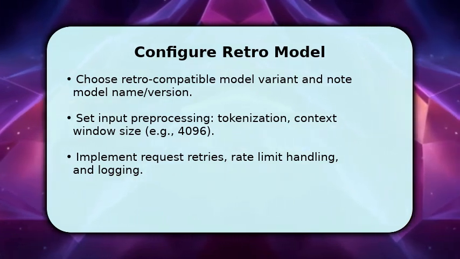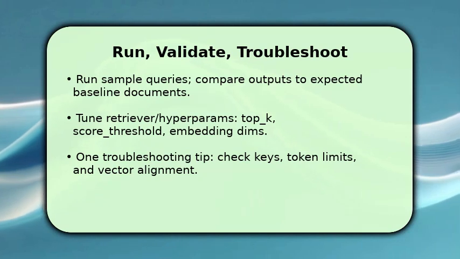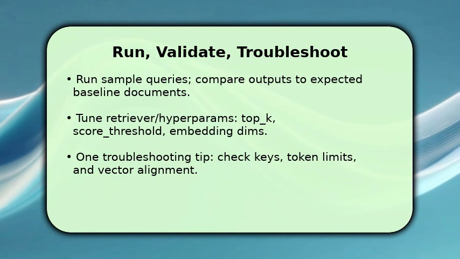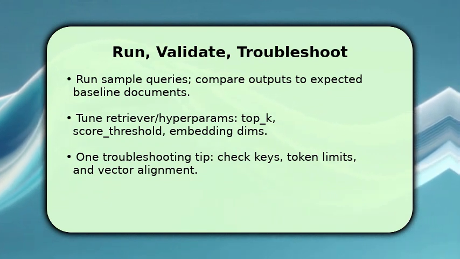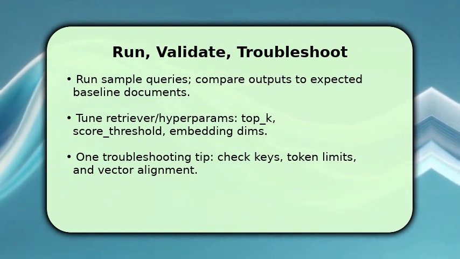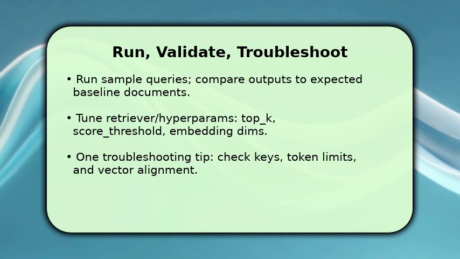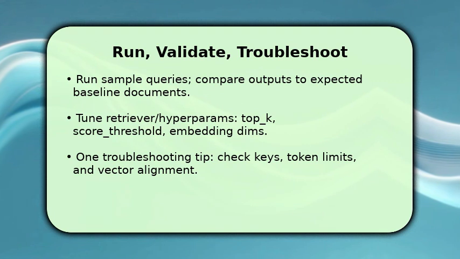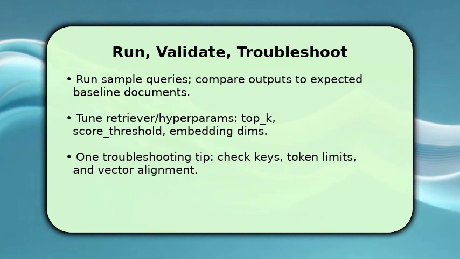You execute end-to-end tests with representative queries and immediately compare results to a baseline to validate retrieval fidelity. Once you see gaps, tune retriever hyperparameters like top K and score thresholds and adjust embedding dimensions or normalization to improve matches. Make sure to monitor token usage to avoid truncation.